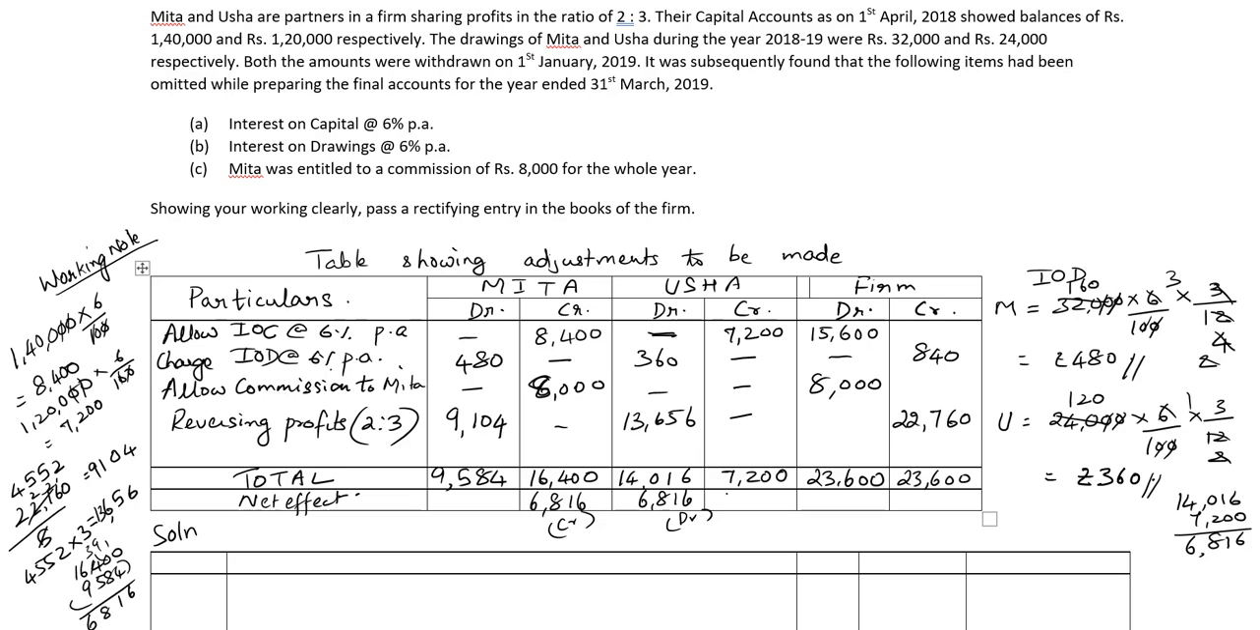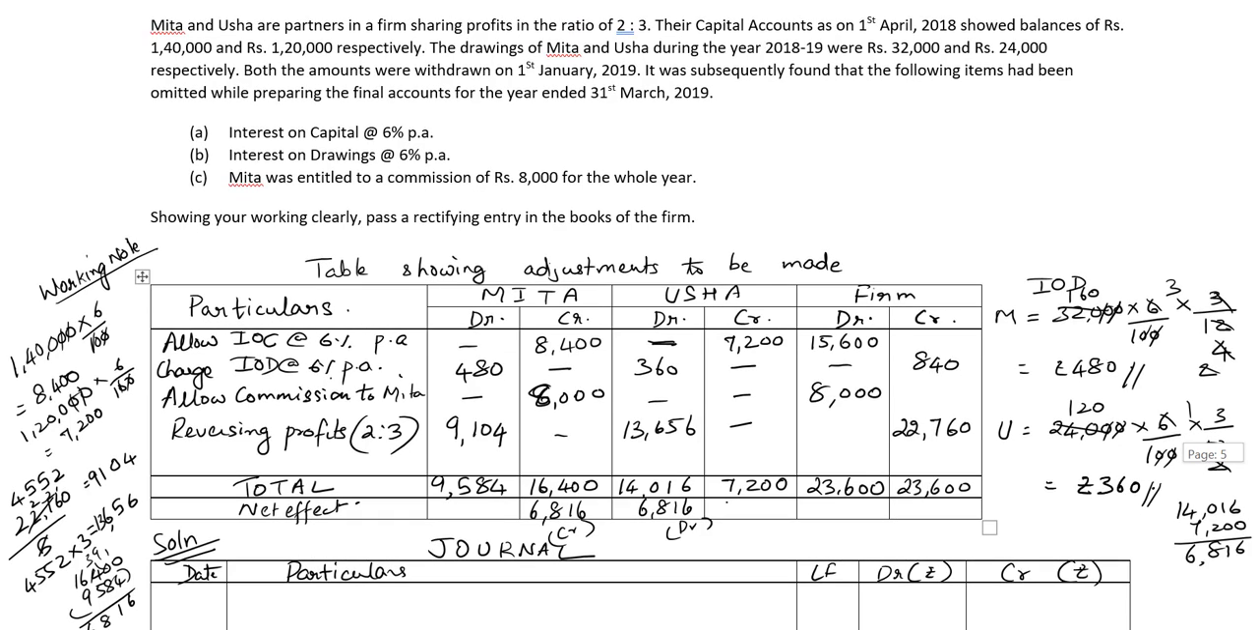So let's go to the solution. Journal, date, particulars, LF, debit rupees and credit rupees. It does not say that the fixed capital method is being maintained, so we'll have to assume the fluctuating capital method and pass the adjustment journal entry through the partner's capital account.